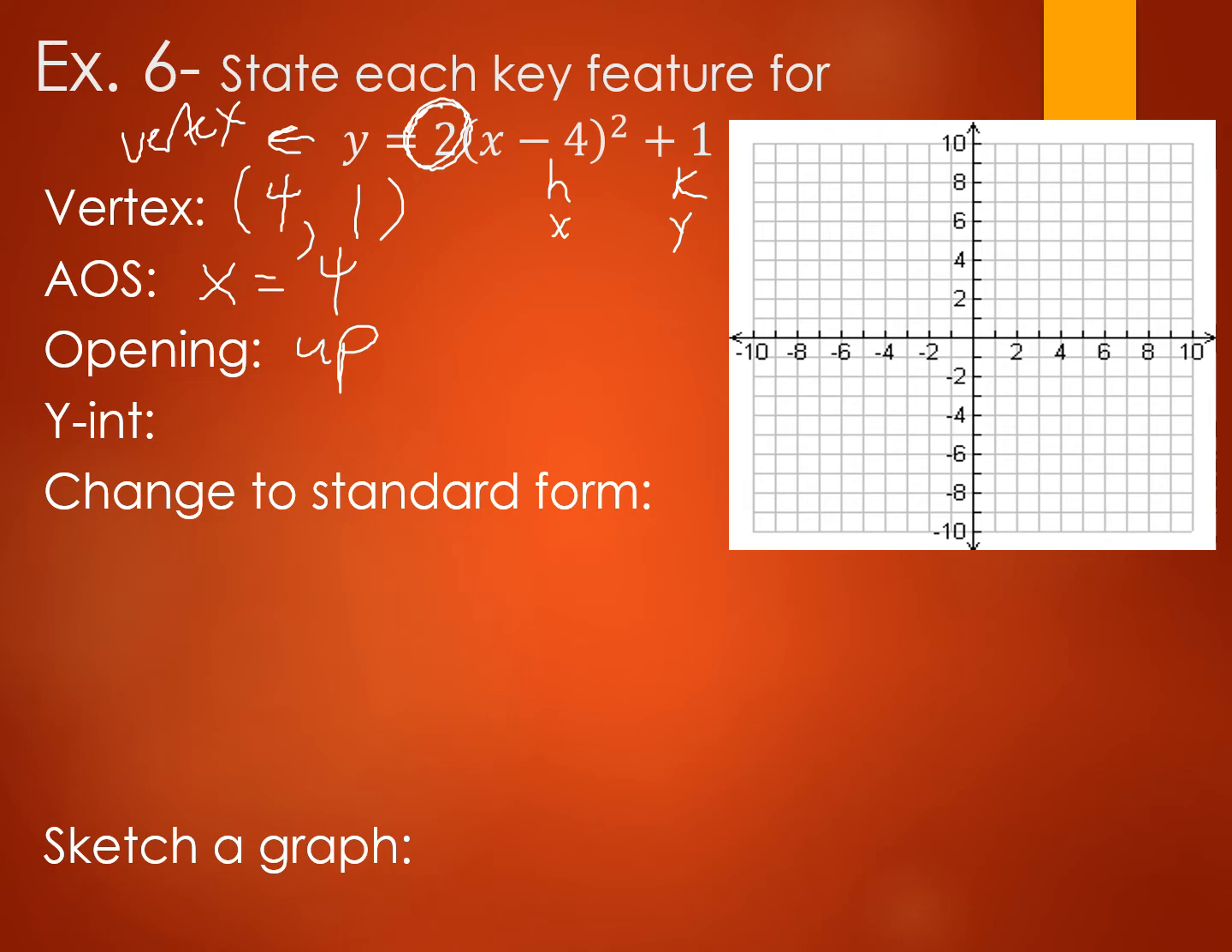And our y-intercept, we can get it from the equation. All y-intercepts, what's true about them? The x-coordinate is 0. So we could sub 0 in for x, and you could type that into your calculator. What's 0 minus 4? -4. Squared is 16. 16 times 2 is 32. 32 plus 1 is 33. So our y-intercept with coordinates 0, 33.